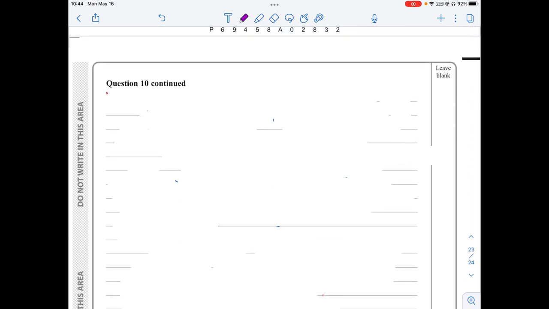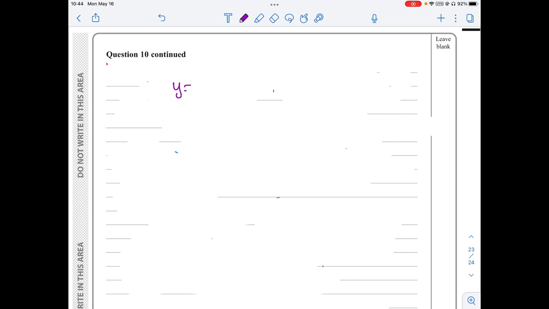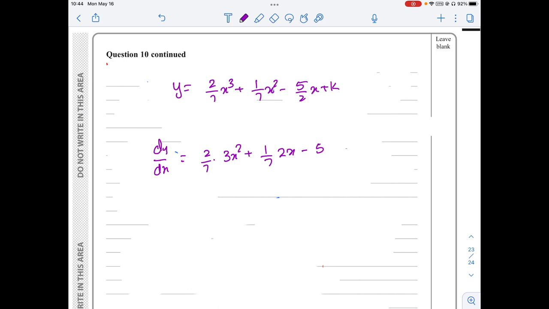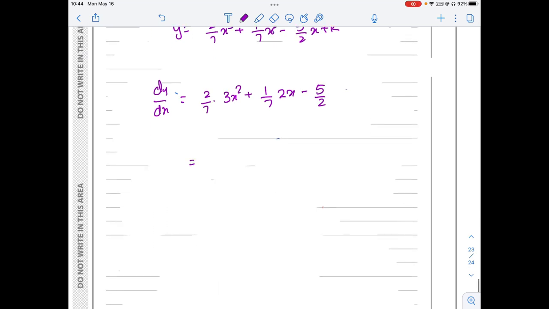Let me write y over here. y equals 2 upon 7 x cubed plus 1 upon 7 x squared minus 5 upon 2 x plus k. So what does dy by dx become? dy by dx becomes 2 upon 7, x cubed derivative is 3x squared, 1 upon 7, x squared derivative is 2x, and minus 5 upon 2. When I simplify that, it becomes 6 upon 7 x squared plus 2 upon 7 x minus 5 upon 2. So this is dy by dx.